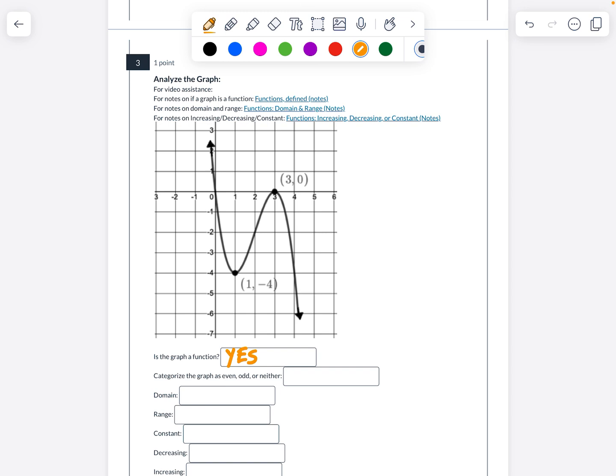The answer to is it even, odd, or neither? That answer is neither. If it were even, then if it has the ordered pair, let's say 3, 0, which it does, then it should have the point negative 3, 0, which it does not.